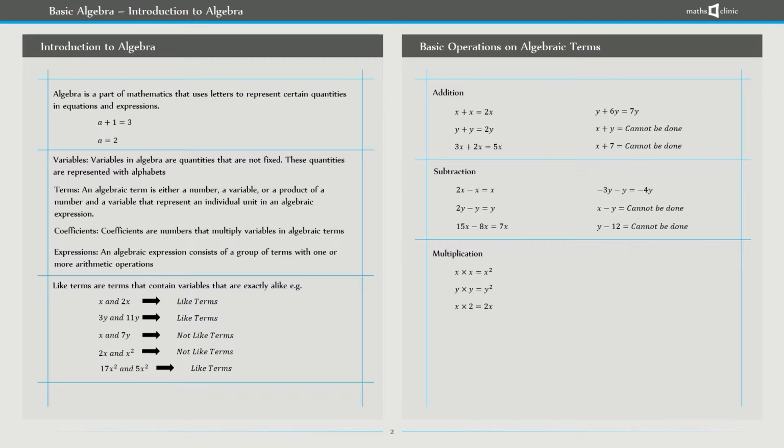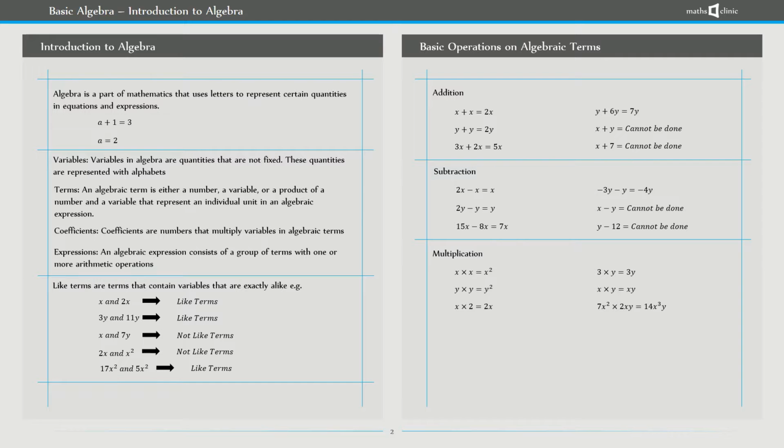Let's say you have one orange and you multiply that one orange by 5. How many oranges do you have? You have 5 oranges. It's that simple. So we have x times 2 as 2x, and 3 times y as 3y. We have x times y as xy.